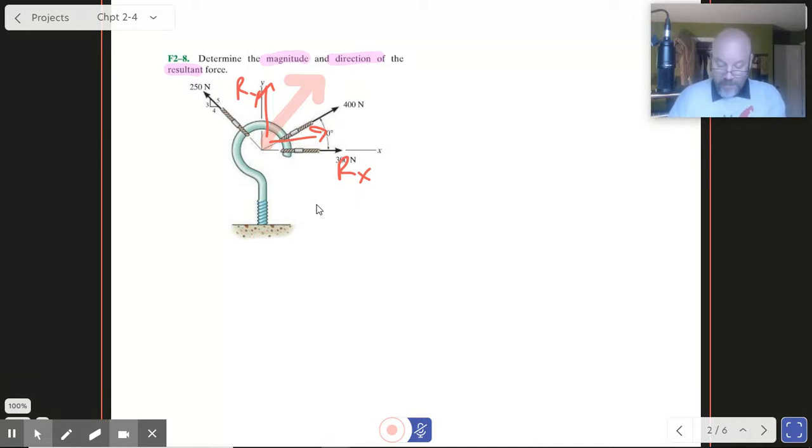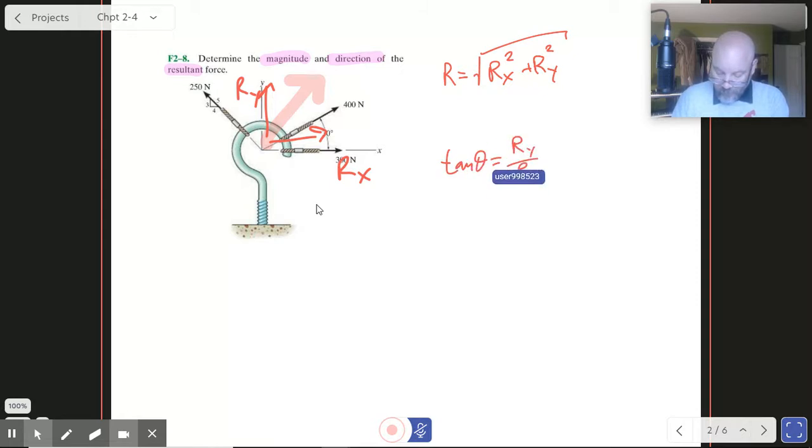And so in order to get the magnitude, I'm going to need to say that R is going to be the square root of Rx squared plus Ry squared. Okay. And then to get the angle, I'm going to use rise over the run. I'm going to say that the tangent of theta is my Ry over my Rx. Okay. So if I can get Rx and Ry, we got it.